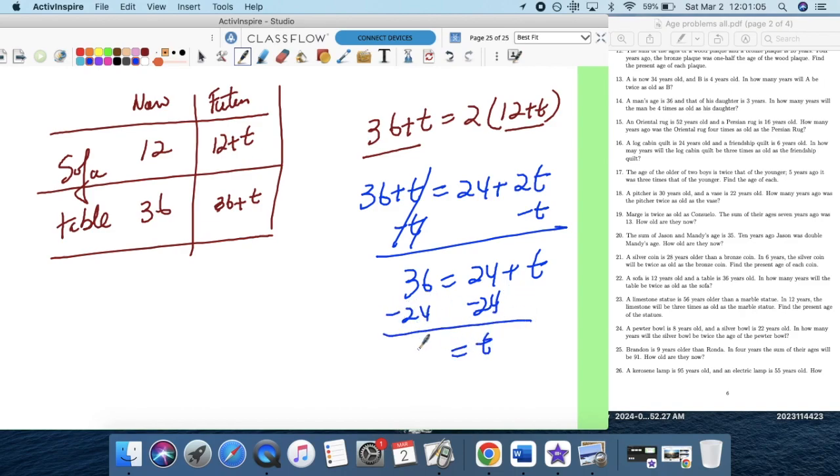And t equals 12. So 12 years into the future, the sofa is going to be 12 plus 12. The sofa is going to be 24 years of age. The table is going to be 36 plus 12, which is going to be 48 years of age. Look at that. In 12 years, the table will indeed be twice as old as the sofa.